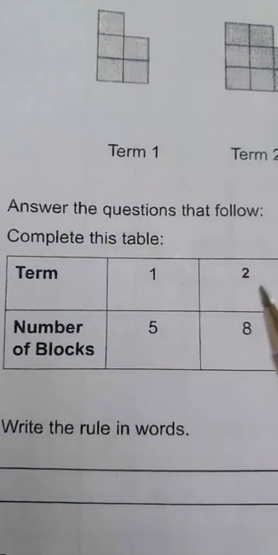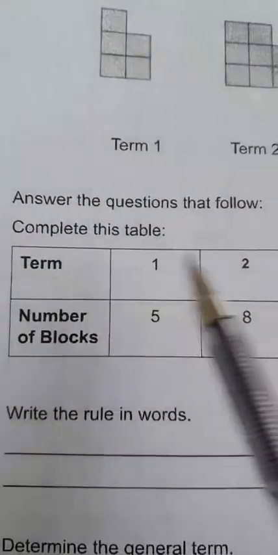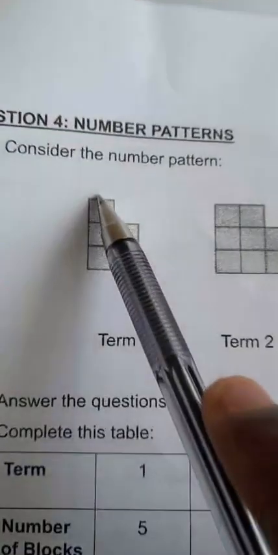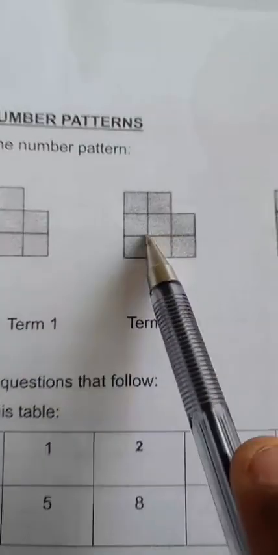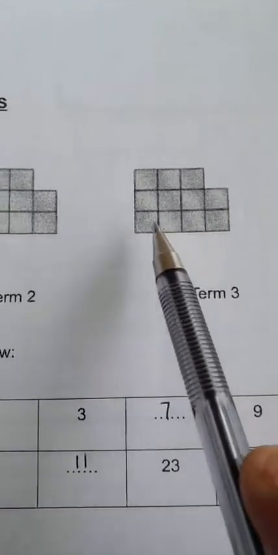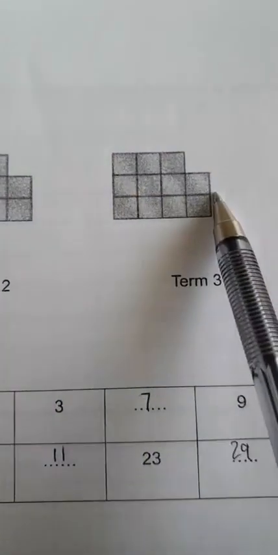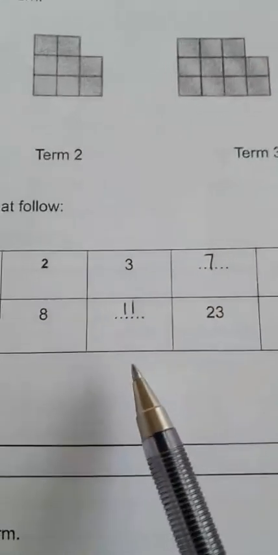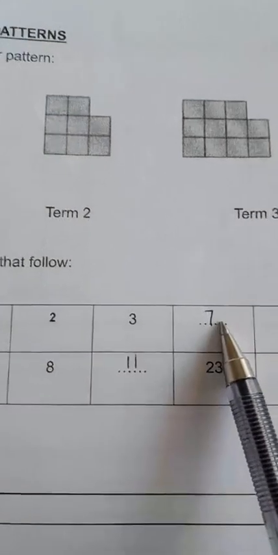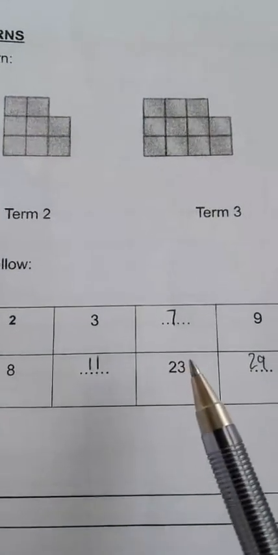So I'm just going to look at it again, just for those who may have just missed it a bit here. So term 1, there's 5 blocks. I could verify there's 5 blocks indeed. Term 2, when I count the number of blocks, there's 8 blocks. That makes sense. Term 3, there's how many blocks? 1, 2, there's 4 here, plus 4 is 8, plus 3 is 11. So there's 11 blocks. Then you come here, 23 blocks.